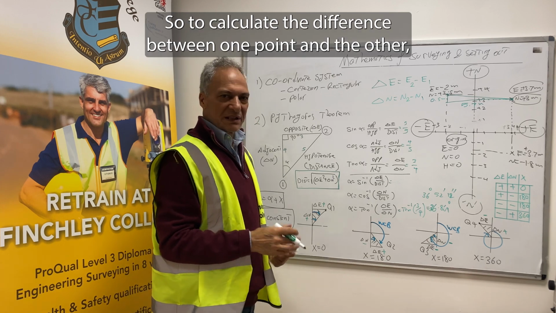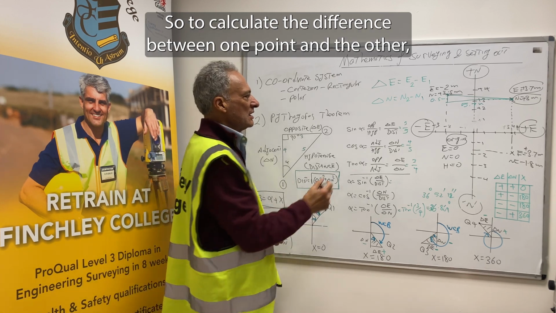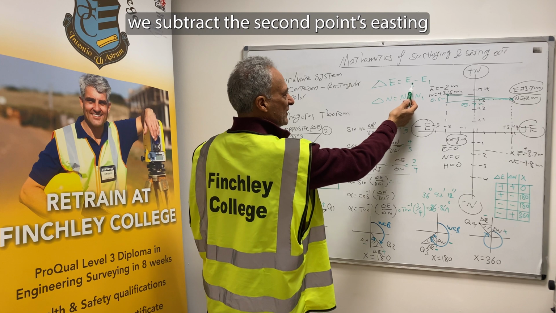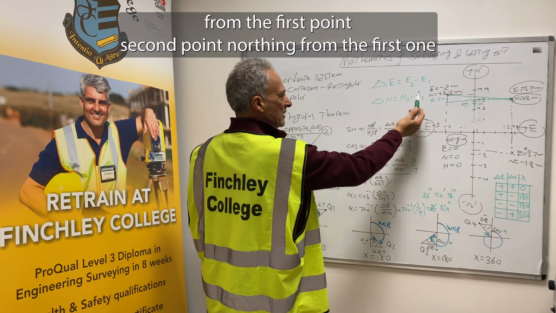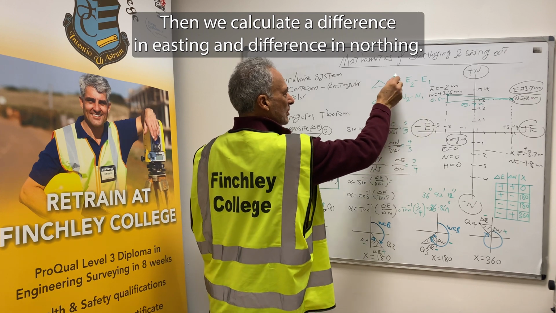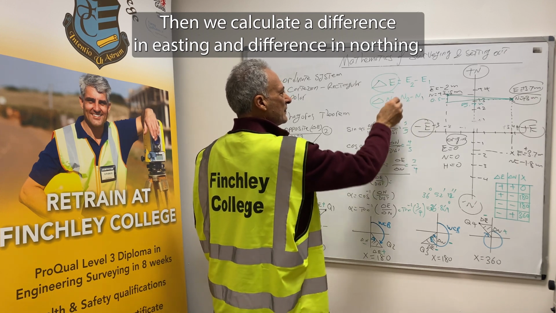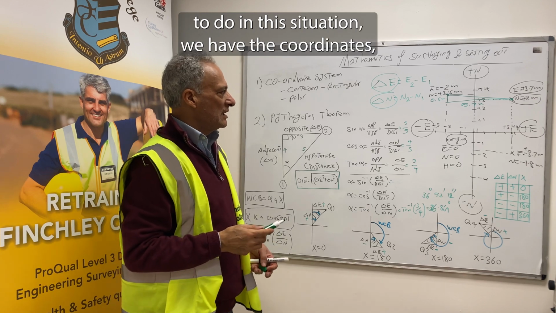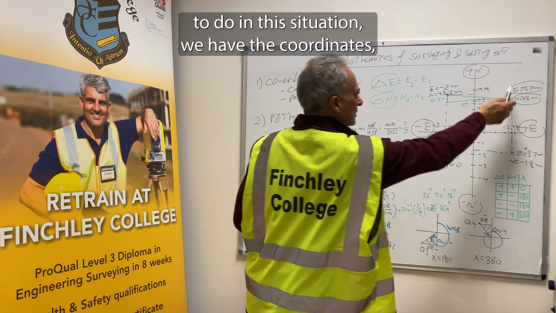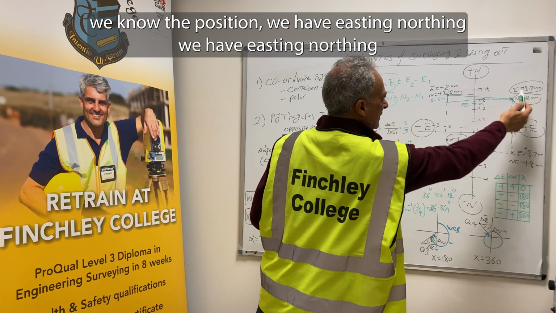So to calculate the difference between one point and the other, we subtract the second point easting from the first point, second point northing from the first point, and we calculate the difference in easting and difference in northing. And that's all you have to do. In this situation, we have the coordinates. We know the position. We have easting, northing.